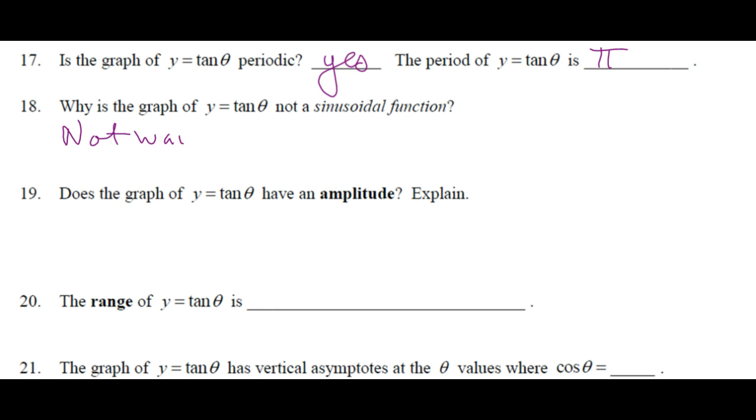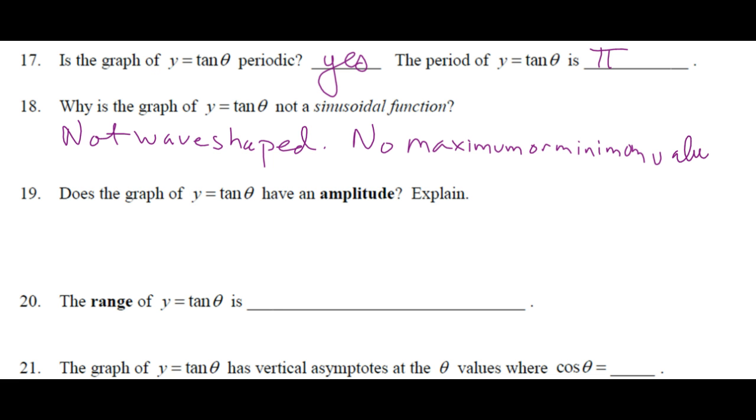It's not wave-shaped. And let's also add no max or min value. What's the maximum value? There isn't one, it's infinity, right? It goes forever. So no maximum or minimum value. Does it have an amplitude? No, because there's no max or min, right? An amplitude is defined as half the distance between the maximum and the minimum, or the distance from the median to the max. So no amplitude.